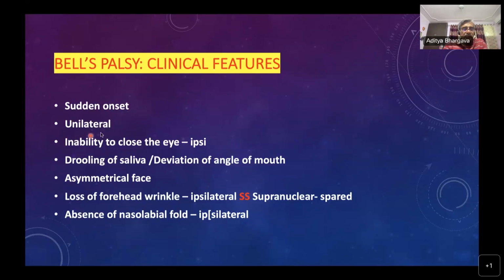Mostly, as I already discussed, it is unilateral. There is inability to close the ipsilateral eye, drooling of saliva, and deviation of the angle of the mouth towards the non-affected side. Asymmetrical face, loss of forehead wrinkle ipsilaterally. In supranuclear paralysis it is spared, as I mentioned earlier. This is a very good bedside test. You ask the patient to wrinkle his forehead. If the wrinkling is spared, then it is supranuclear. If the wrinkles are absent, it is lower motor neuron type of facial nerve paralysis. Absence of the nasolabial fold on the ipsilateral side.